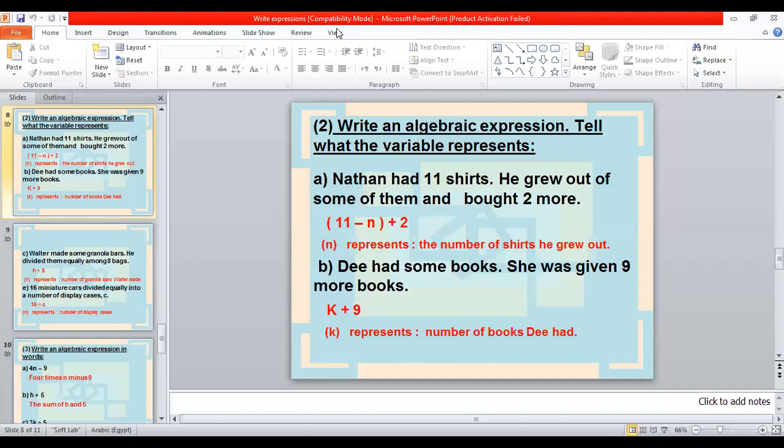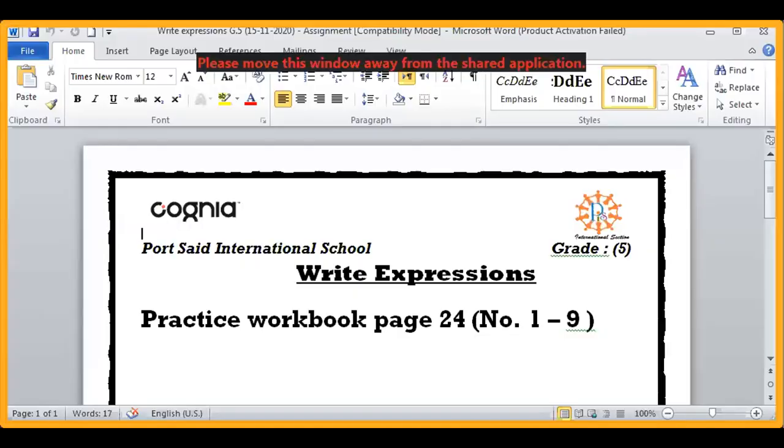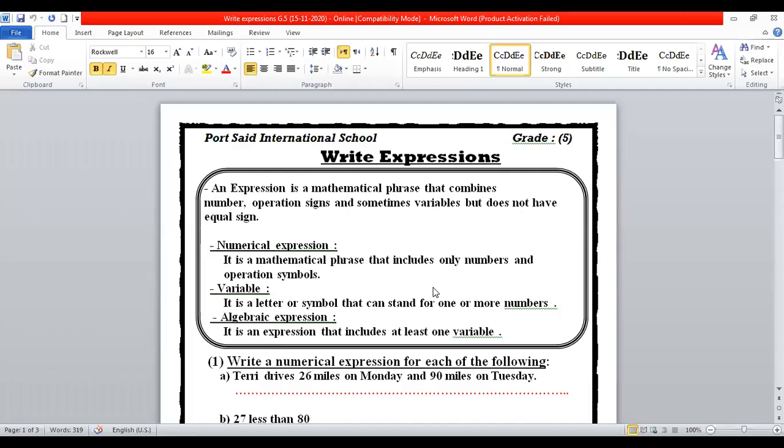We'll do this part in the sheet firstly. As we said here, this is the meaning of the expression. It is a mathematical phrase that combines numbers, operation signs, and sometimes variables, as we said. The numerical expression is the mathematical phrase that uses numbers and only operation signs.